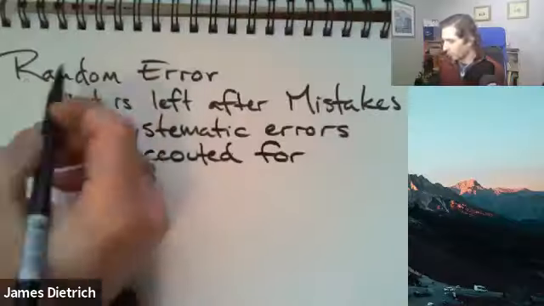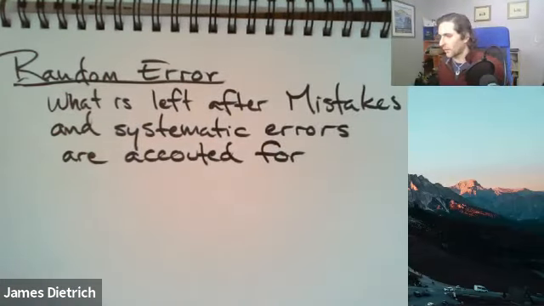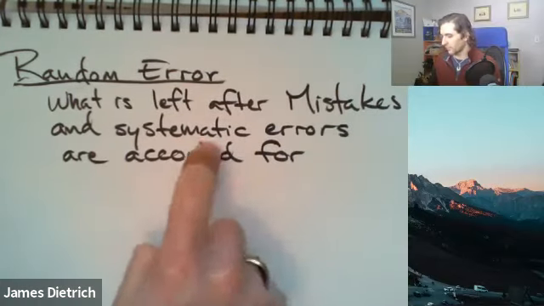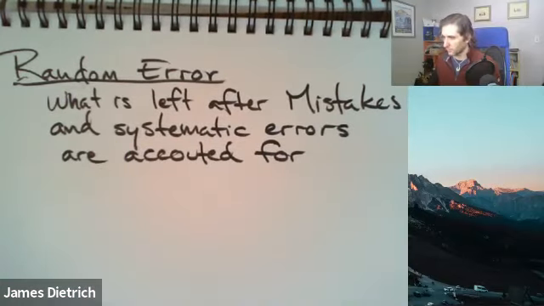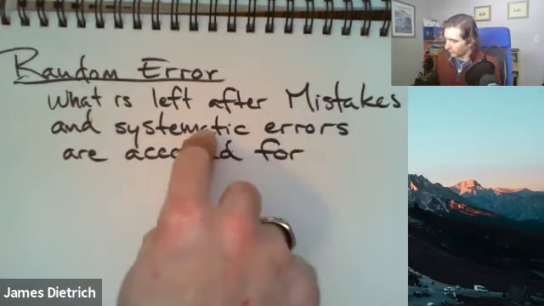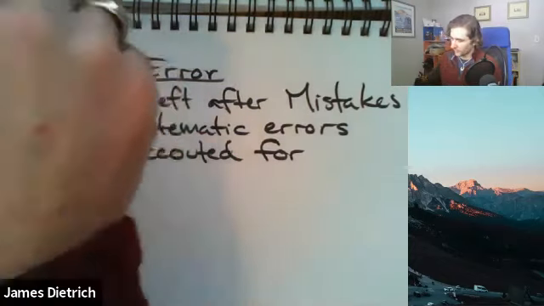Okay, so random error in statistics is basically what's thought of as what's left. So the error that's still left in a data set after mistakes and systematic errors have been accounted for. Now, random error goes towards a bigger concept, which is that all measurements have error. And if we can account for mistakes and account for systematic error, there's still going to be a certain amount of error that's left, which is random.